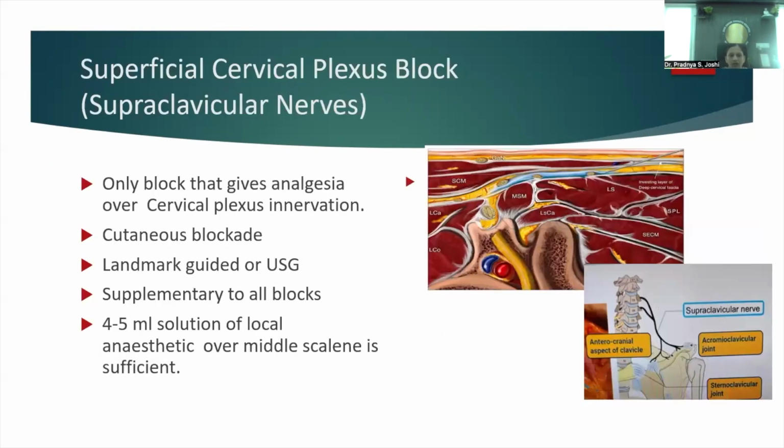more than 10 ml. This is a component of the shoulder block only, that is the superficial cervical plexus block, including the blockade of the supraclavicular nerve. We have given this block long ago with the landmark technique also, where we use this superficial block with the blockage of all the supraclavicular nerves under the sternocleidomastoid. But with the help of USG, this can be given with a small volume, that is 4 to 5 ml of local anesthetic over the middle scalene, which is sufficient to block the cutaneous supply for the shoulder. And this is the only block which gives the cervical plexus blockade for the shoulder.